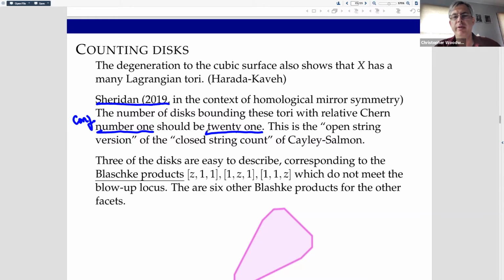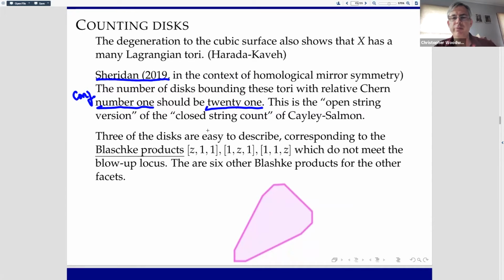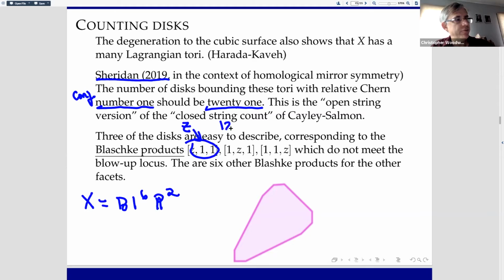So what do those disks look like? Some of these disks are easy to describe. For example, if I have my original P3, remember my X is the blow up of P2 at 6 points. And so, in my original P2, I can just take maps like this, Z goes to Z11, and just restrict to Z having absolute value less than or equal to 1. And so in the moment, the image under the moment map of these disks looks something like this. Or maybe there's one here, there's one here, and there's one here. And I've just chosen they don't intersect the torus fixed points. So these disks survive into the blow up.